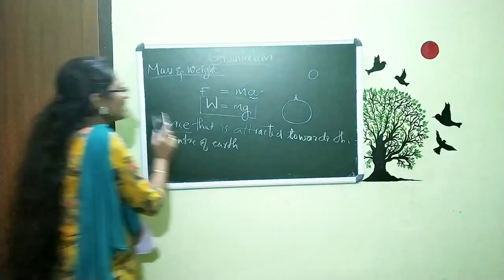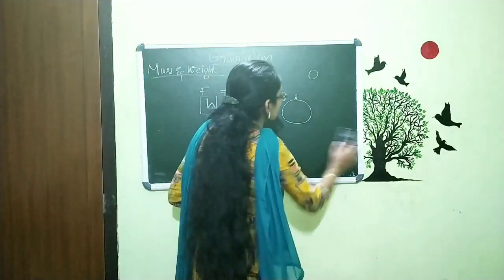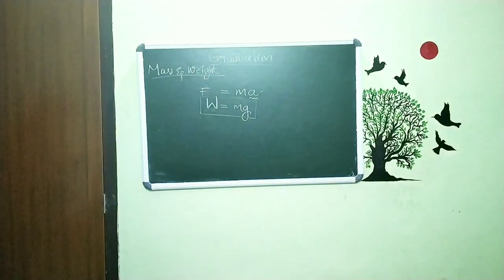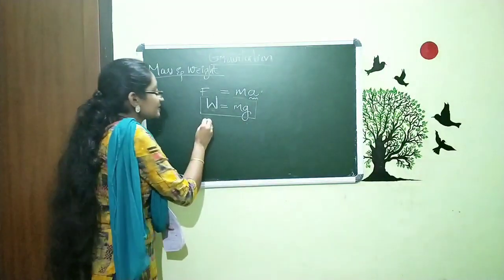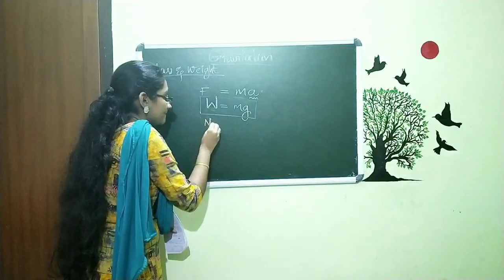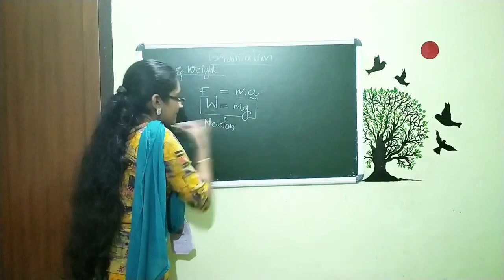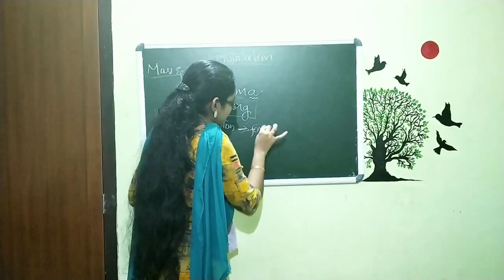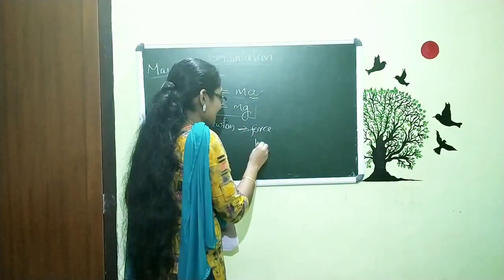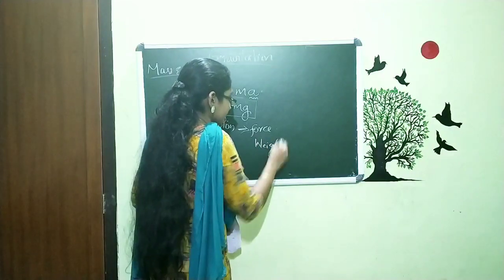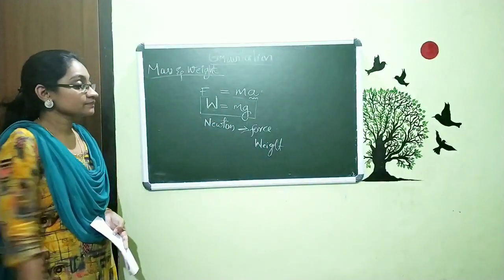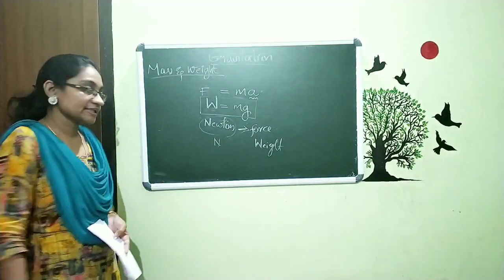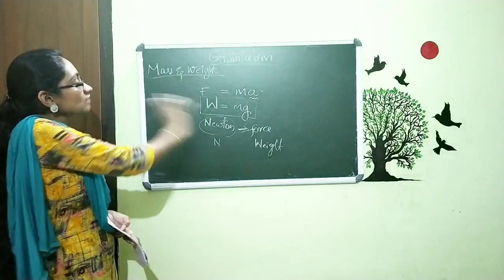Now the question is, what is the unit of this weight? The unit of weight is Newton, the same unit as force. The force and the weight have the same unit, that is the Newton, and we represent it by capital N. So this is all about this.